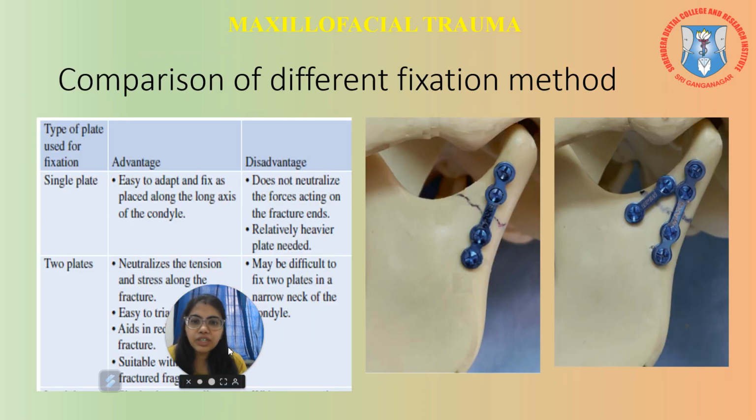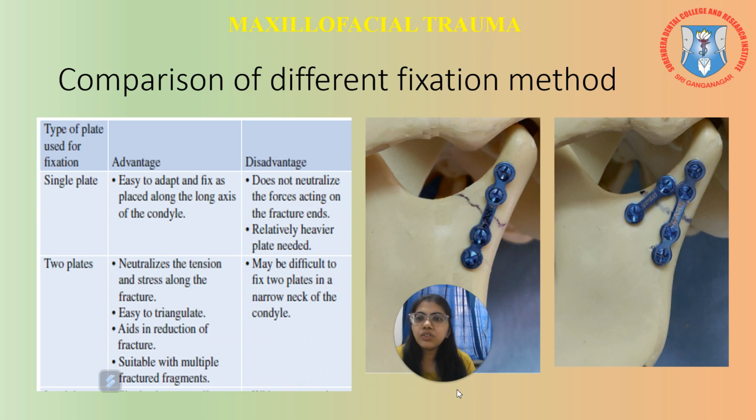Then there is comparison of different fixation methods. So there is the single plate. The advantage of a single plate is that it is easy to adapt and fix as it is placed along the long axis of the condyle. The disadvantages are that it does not neutralize the forces acting on the fracture ends, and a relatively heavier plate is needed. In the case of two plates, it neutralizes the tension and stress along the fracture. It is easy to triangulate, aids in reduction of the fracture, and is suitable with multiple fractured fragments. The disadvantage is that it is difficult to fix two plates in the narrow neck of the condyle.